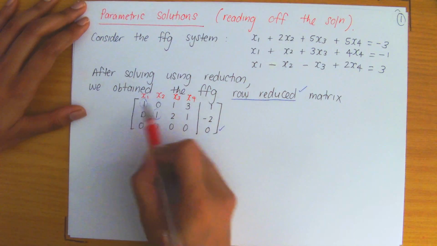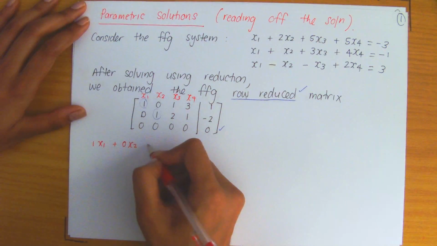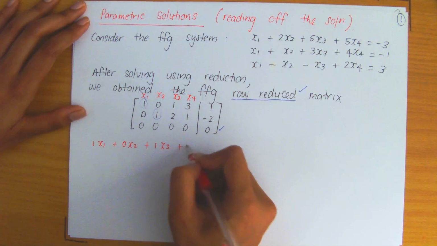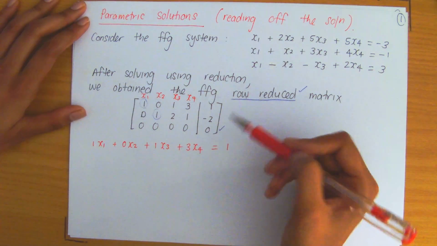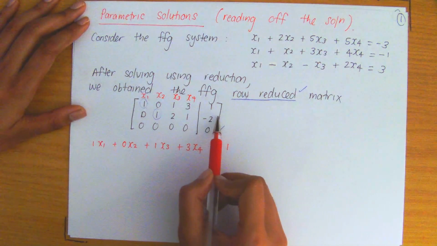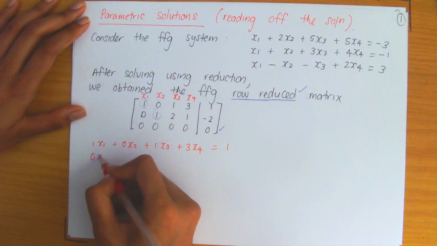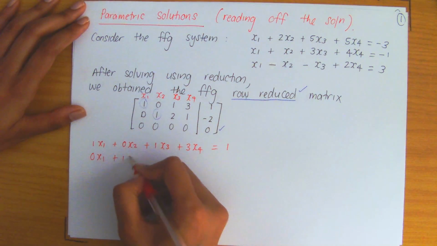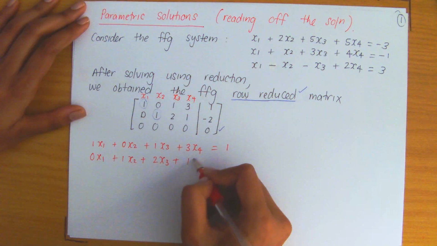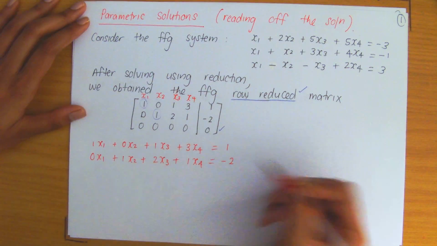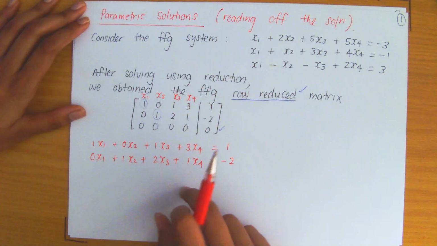The first row in this matrix tells us that 1 times x1 plus 0 times x2 plus 1 times x3 plus 3 times x4 equals 1. The vertical line represents equality, and I've just written down the constant. Let's now interpret what row 2 is telling us. Row 2 tells me that 0 times x1 plus 1 times x2 plus 2 times x3 plus 1 times x4 equals -2. And row 3 tells us that 0 equals 0, so there's no need to write that down.